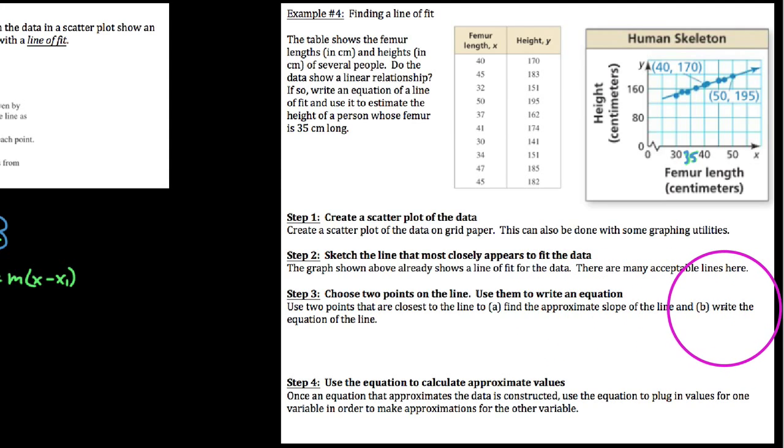Afterwards, we're going to use that slope as well as one of those points to write the equation of a line. So in this particular instance, we're highlighting 2 points that happen to be very close to this line: 40 centimeters, 170 centimeters, and 50, 195 respectively.